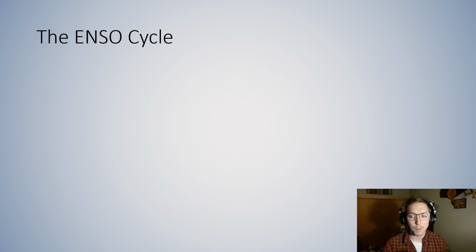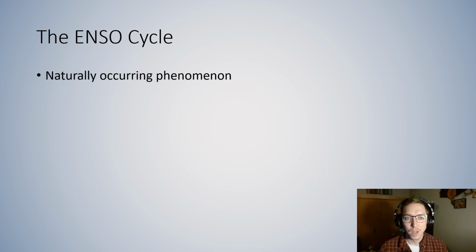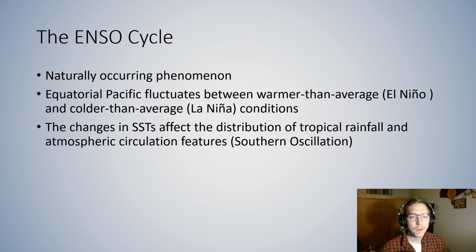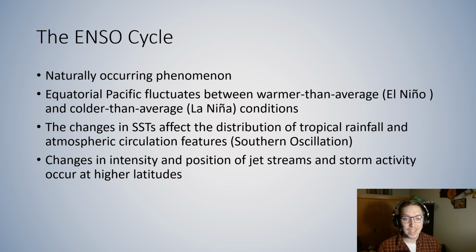So let's go ahead and talk about what the ENSO cycle is. Well, first off, it's a naturally occurring phenomenon. You have the equatorial Pacific fluctuating between warmer than average El Niño and colder than average La Niña conditions. It basically ebbs and it flows. The changes in sea surface temperatures affect the distribution of tropical rainfall and atmospheric circulation features, or Southern Oscillation. Changes in the intensity and position of jet streams and storm activity occur at higher latitudes. So these have far and wide-reaching effects.